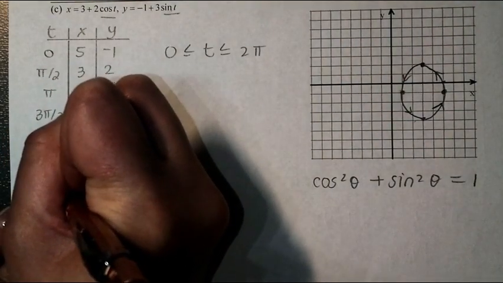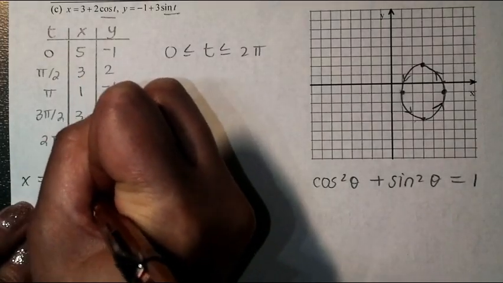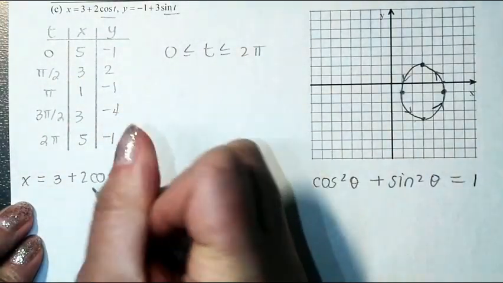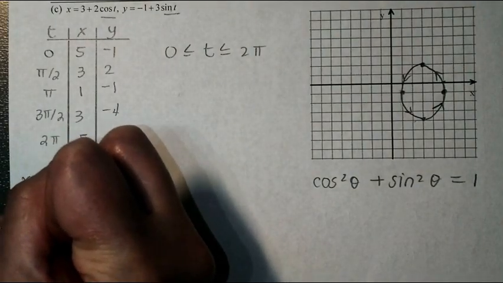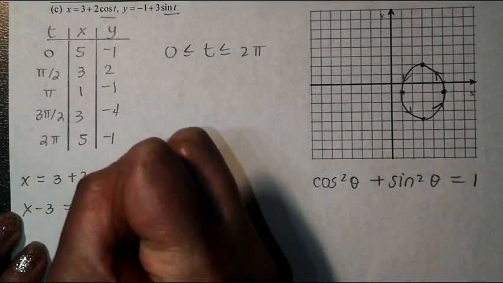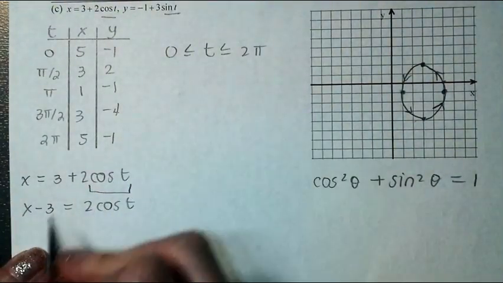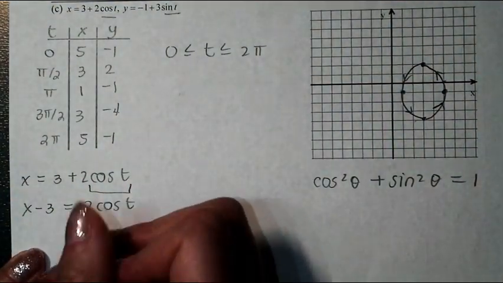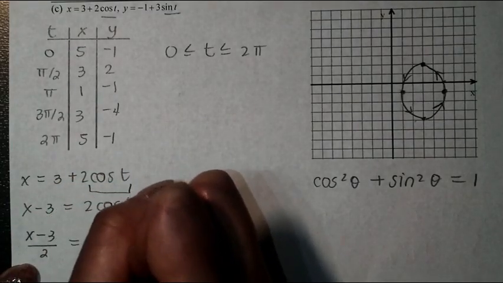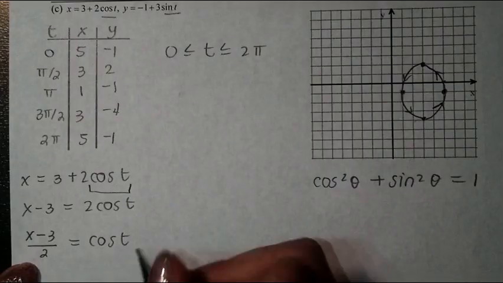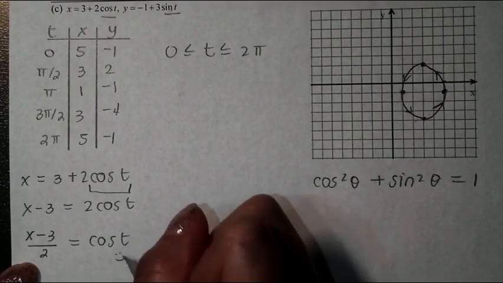So I have x equals 3 plus 2 cos t. I want to solve for cos t. So what you're going to do is pass the 3 to the other side, making it negative, so you have a situation like this. After that, you are going to divide both sides by 2. So what do you have? You have (x minus 3) divided by 2 is equal to cosine t. So you are very happy here because my cosine of t is alone.